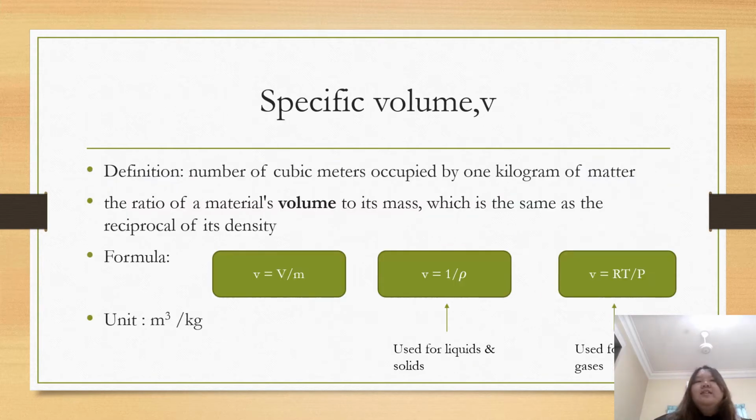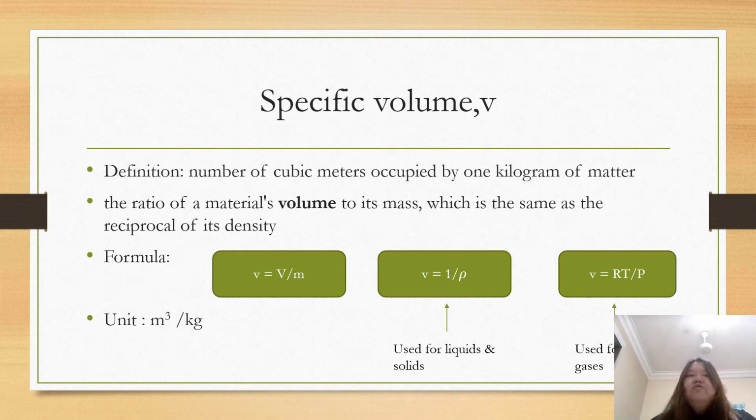Next is the specific volume. The definition is the number of cubic meters occupied by 1 kilogram of matter. Specific volume can also be said as the ratio of a material's volume to its mass, which is the same as the reciprocal of its density.